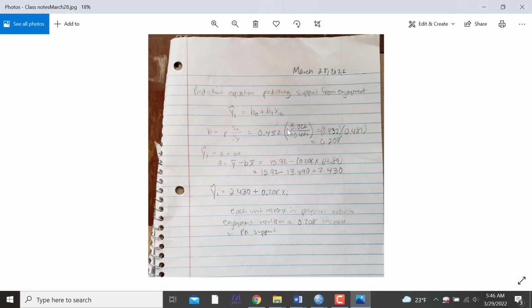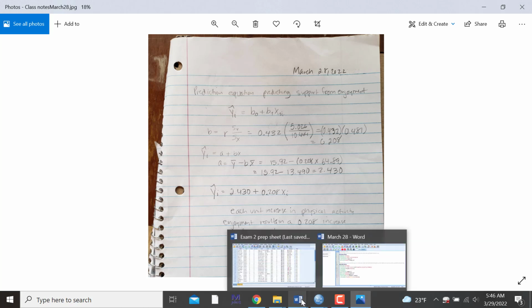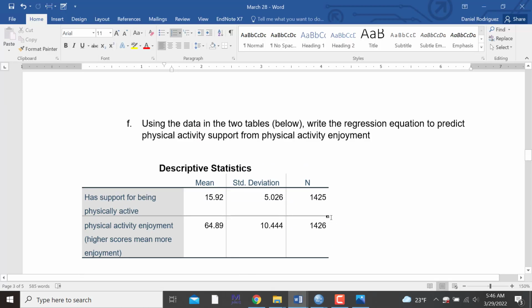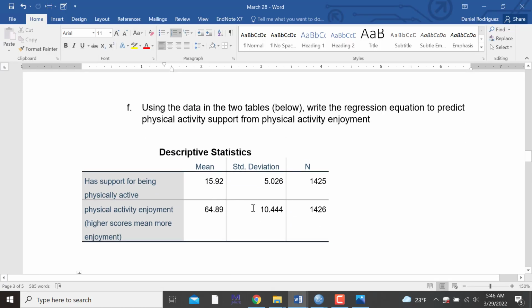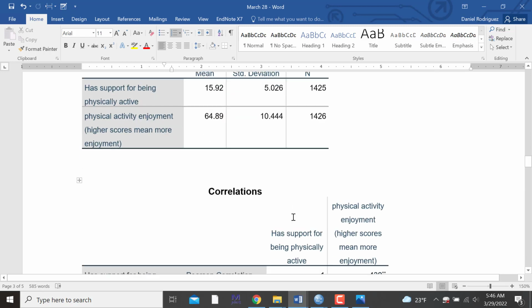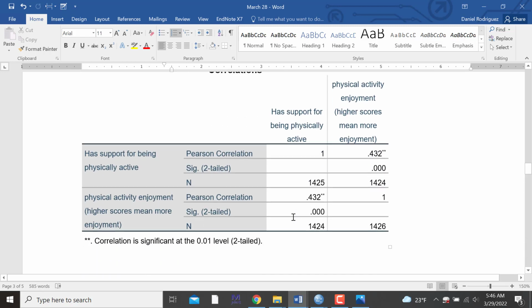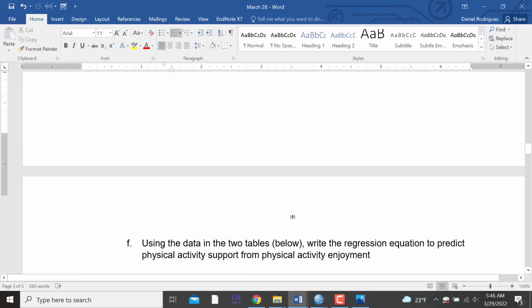here, 0.432. We need the standard deviation of the outcome and the standard deviation of the predictor. And of course, I gave you that as well here, right? They give you the means and standard deviation. So you need all this information, right? This is the standard deviation of the outcome is, oh, it's wrong. Wait, this is the wrong one.